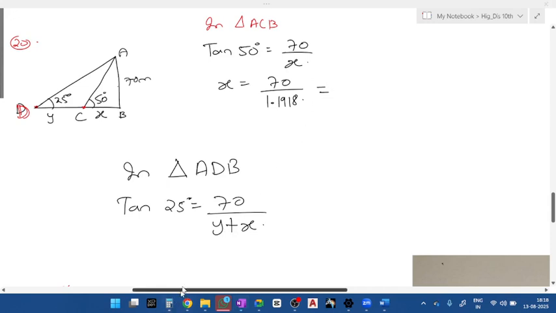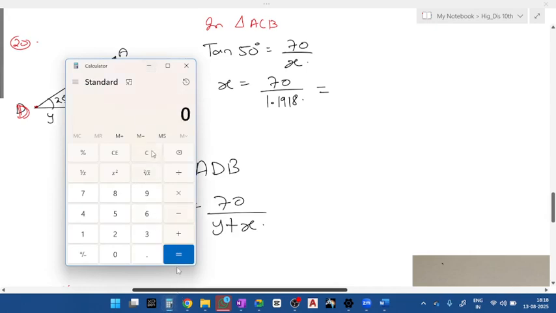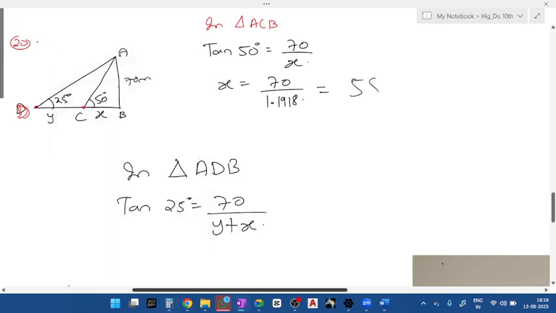Look, only here I'll use a calculator. I'll tell you the difference. If you try to do it directly, 70 divided by 1.1918. What's the answer we get? 58.73. Yes, just take 58.73. In the exam, you can't use a calculator. So if you try to calculate this, it's going to be too lengthy. 58.73.